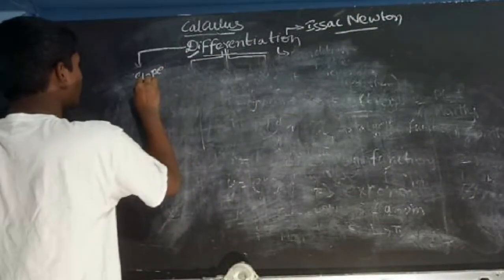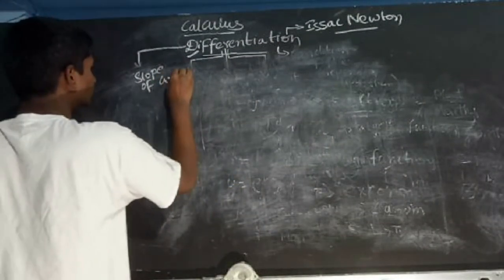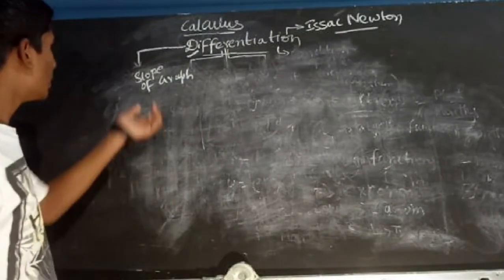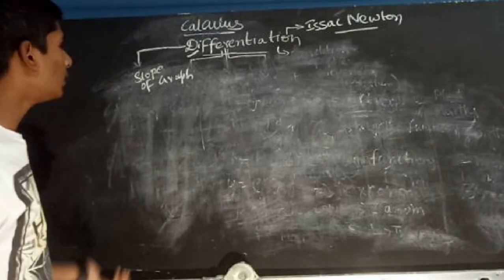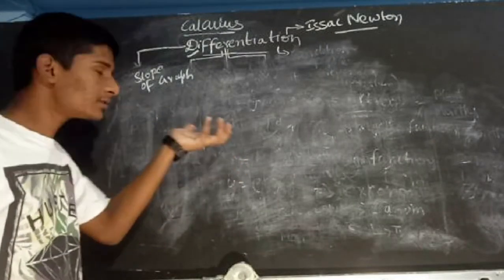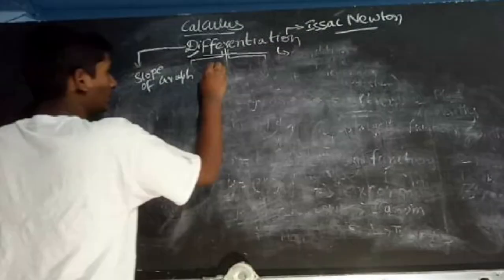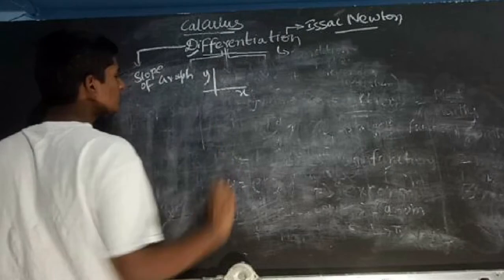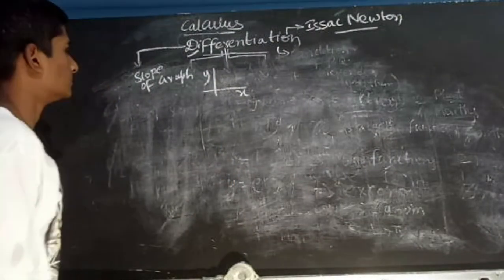Slope of the graph. Slope means how to find a slope. In maths we have studied how to find a slope. This is a graph. This is the x-axis, and this is the y-axis.